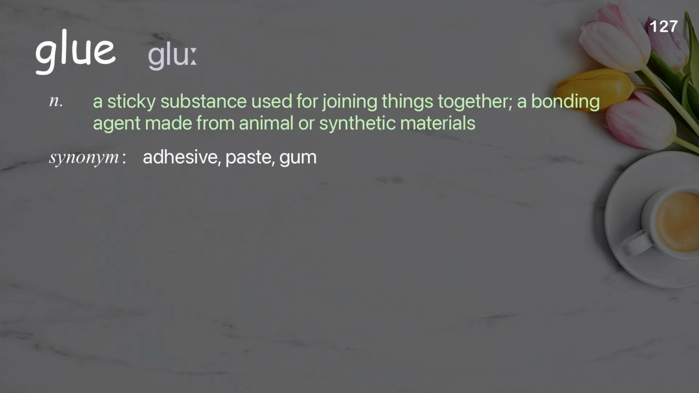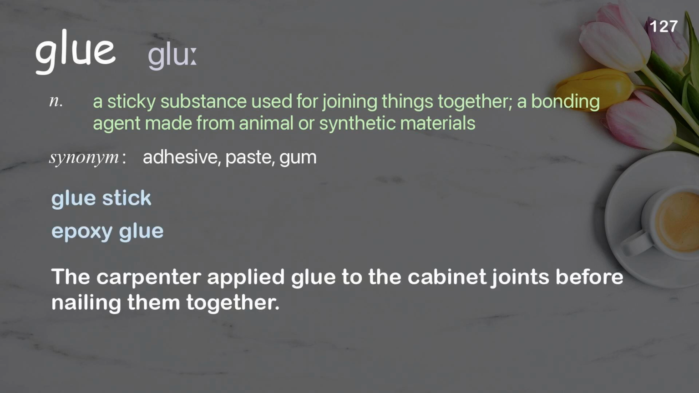Glue. A sticky substance used for joining things together, a bonding agent made from animal or synthetic materials. Examples: Glue stick. Epoxy glue. The carpenter applied glue to the cabinet joints before nailing them together.